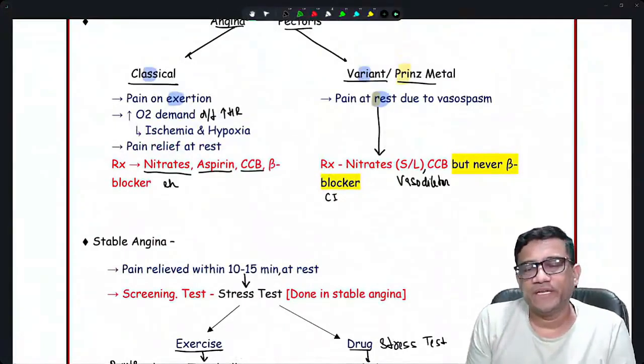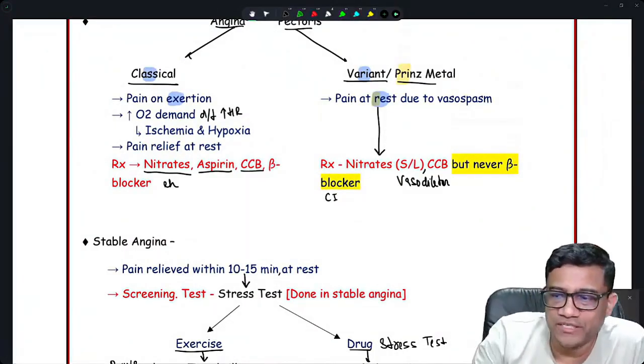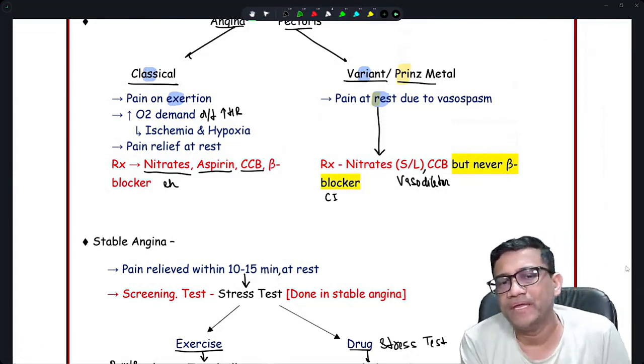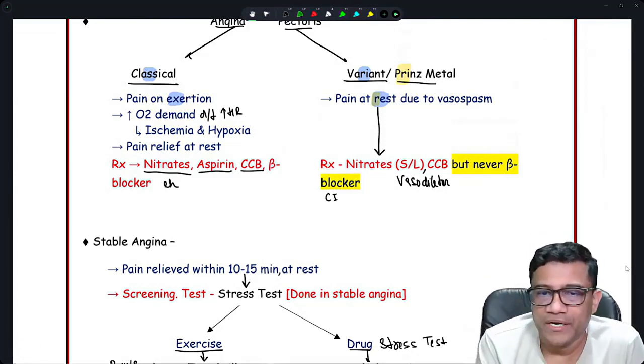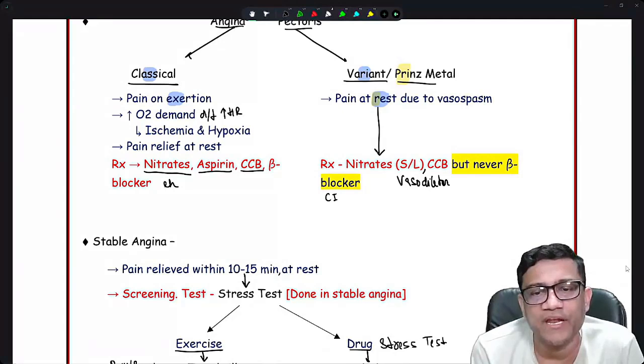So if there is pain on exertion, activity, etc., what is it called? It is called classical angina, and the pain is relieved at rest. Okay, drug of choice is nitrates. We can also give aspirin, CCB, beta blockers. Beta blockers decrease the heart rate and are very beneficial.